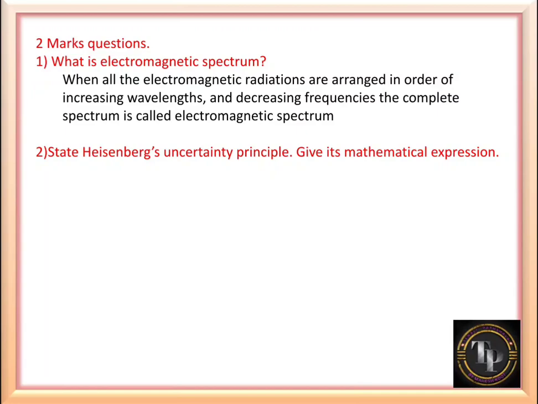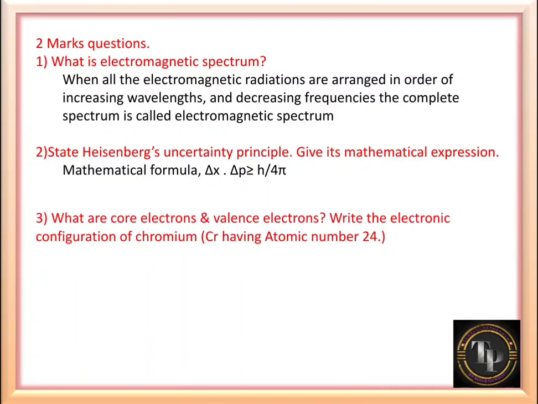State Heisenberg's uncertainty principle, give its mathematical expression. I told already it is impossible to determine both position and momentum simultaneously, right? So that is what Heisenberg's uncertainty principle is, and it was given by a mathematical formula. Delta x, x means position, p means momentum. Delta x into delta p is greater than or equal to always h by 4 pi.